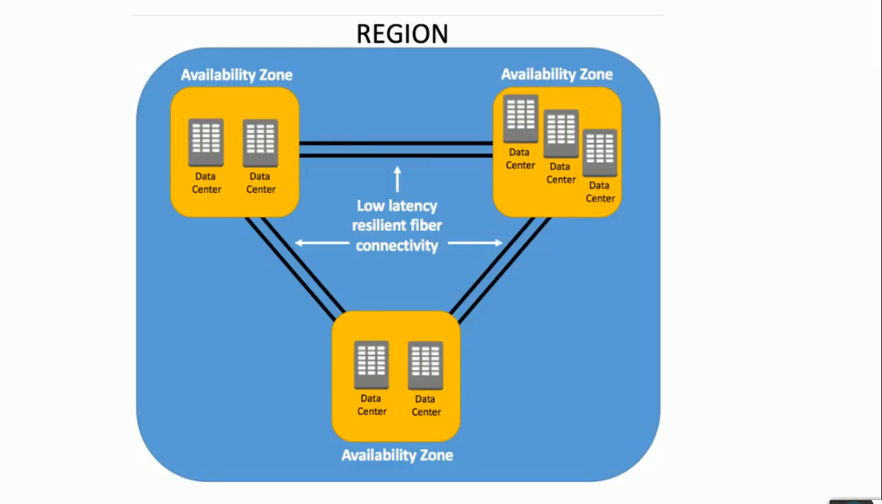Next, here we have the region. A region consists of multiple availability zones, and the availability zones have data centers, and all those availability zones are physically connected by a network with low latency, resilient fiber connectivity. Here we can see.